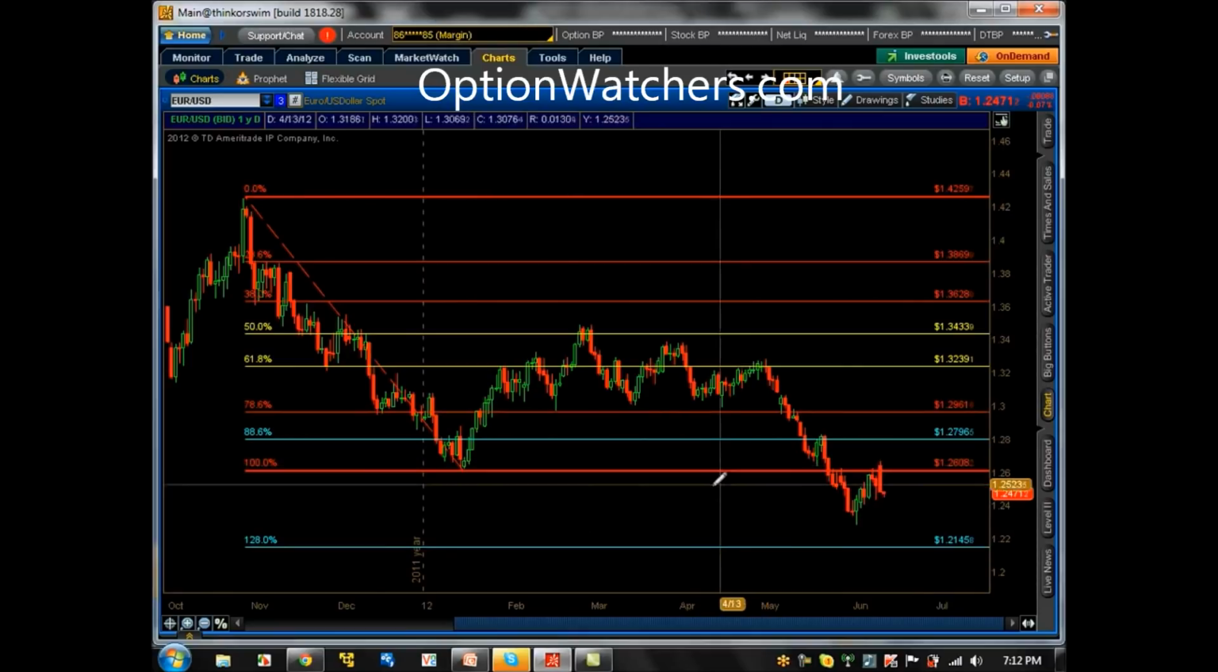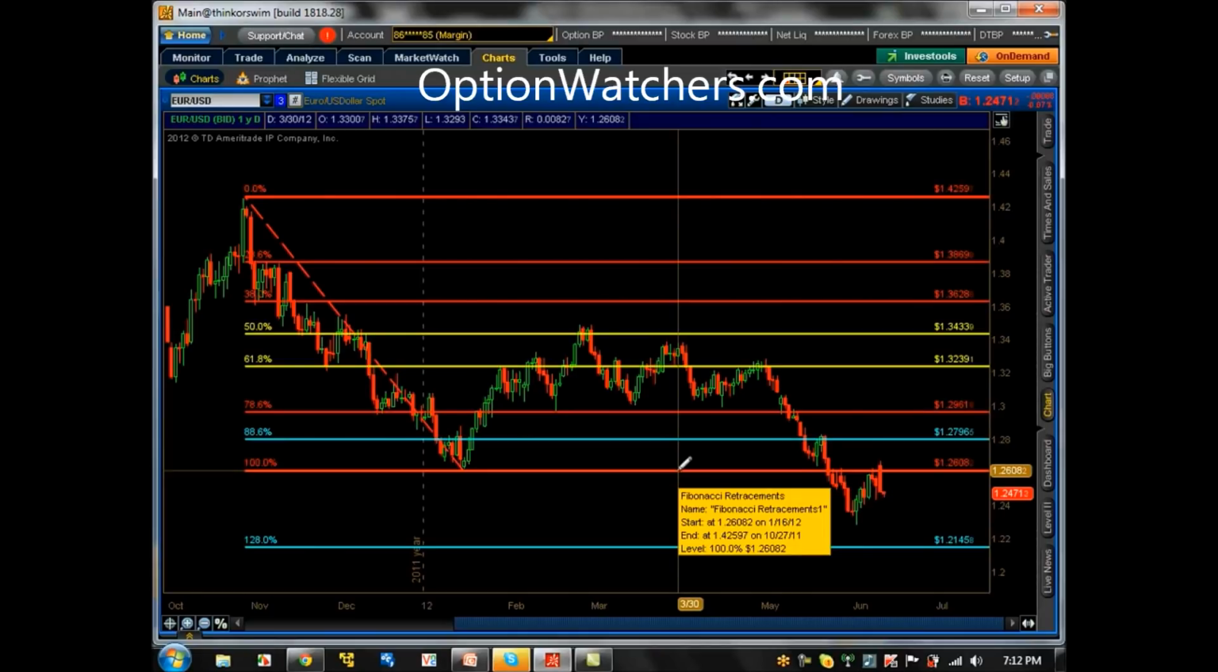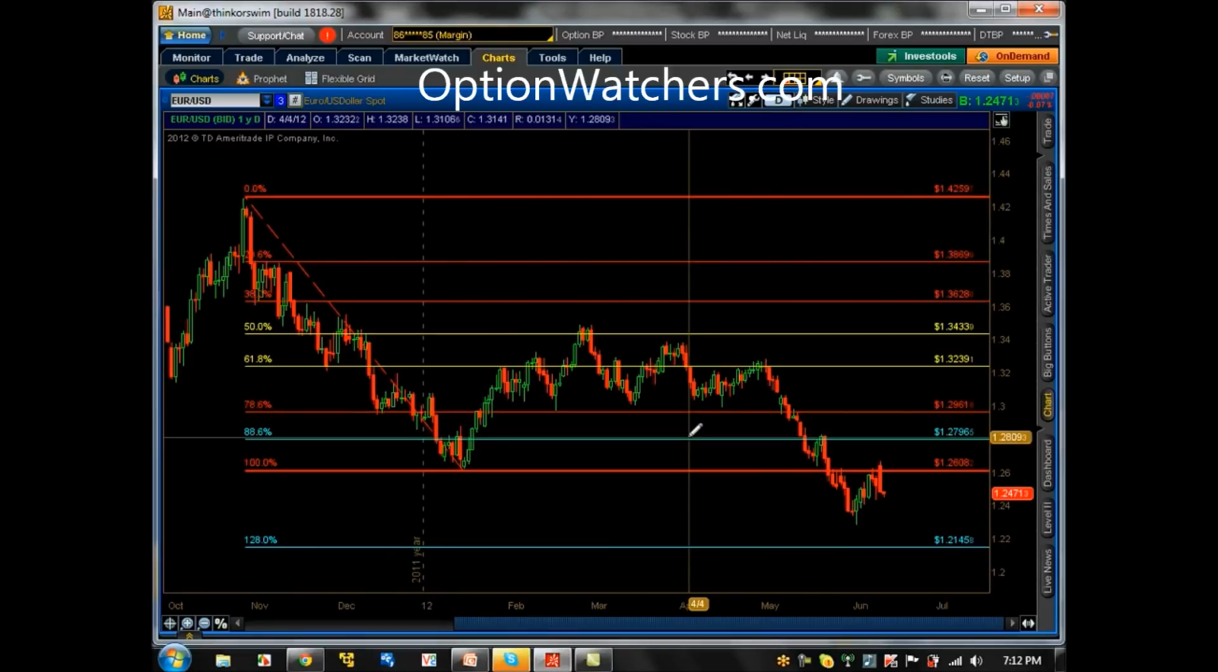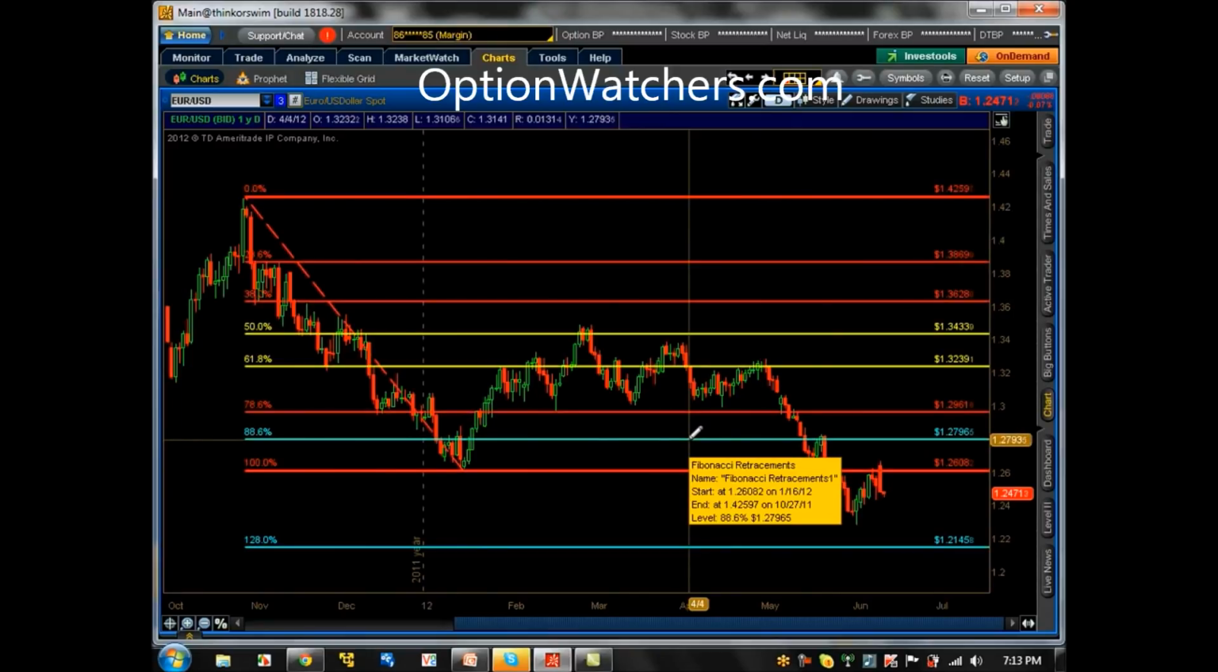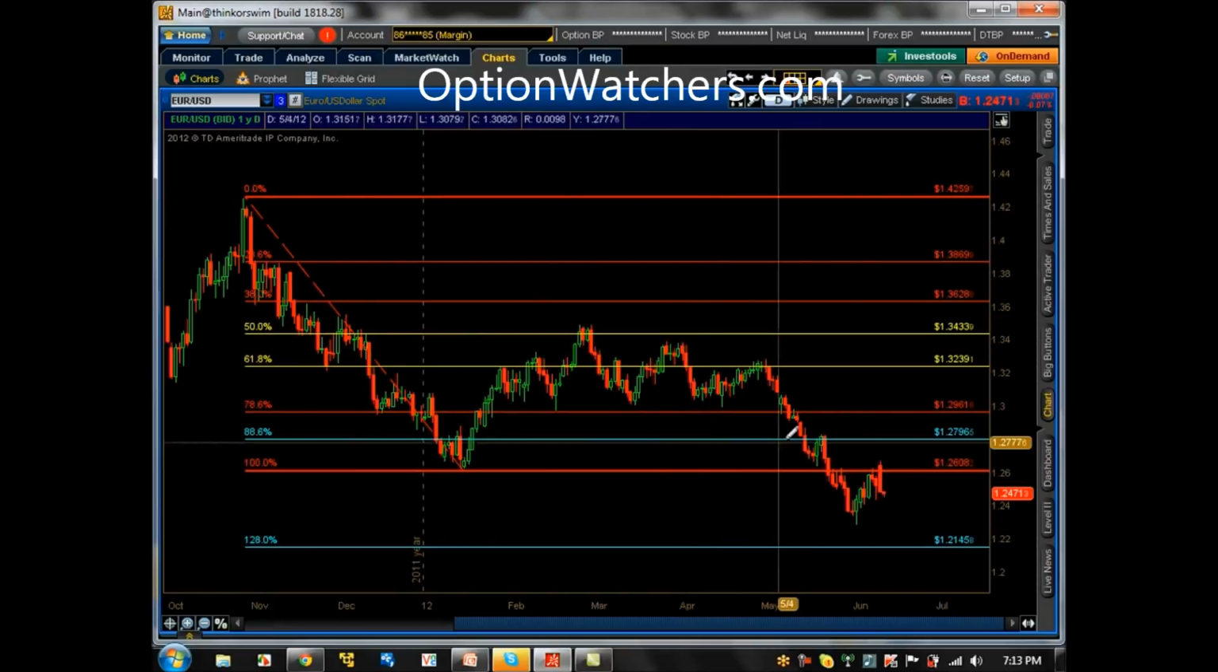Most people don't look at this 88.6. Most people are here gunning for the 100%. I'm warning you, and I'm warning you very hard right now. 88.6 is a key level. Do not overlook that. Because if you're gunning for the 100%, it gets to here and it bounces and reverses, kiss your profits goodbye.